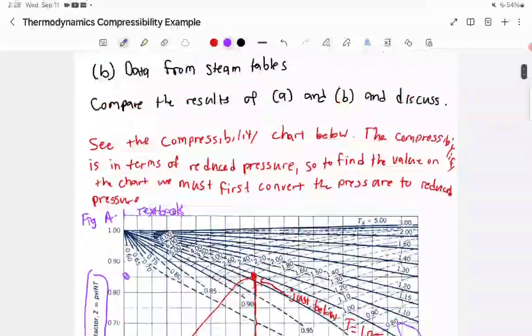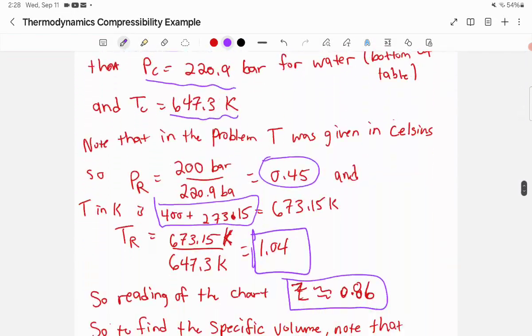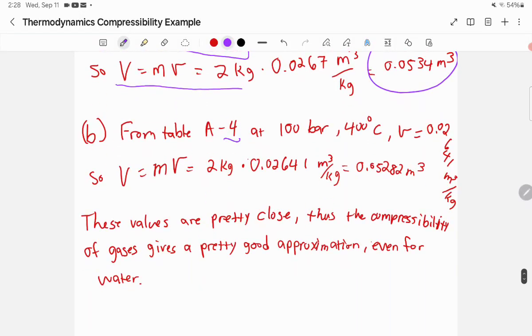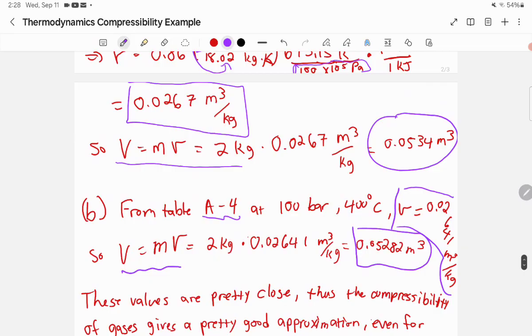Okay, and in part B it says do it from a table, so we can go to the steam tables, which is, in this case, table A4. And if you read off of table A4, you can find that at 100 bars and 400 degrees Celsius, the specific volume is 0.02641 cubic meters per kilogram. So again, we have to do our conversion to get it into volume. This was obviously a lot less work than the compressibility factor, but we have to multiply by 2 kilograms, and we get 0.05282.